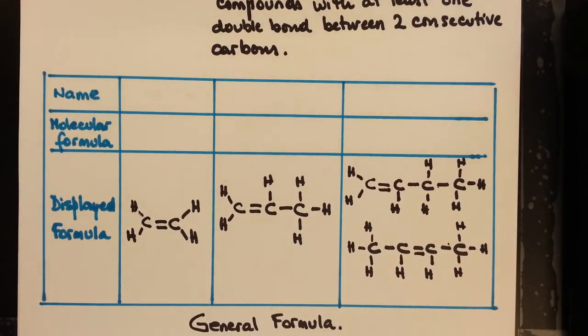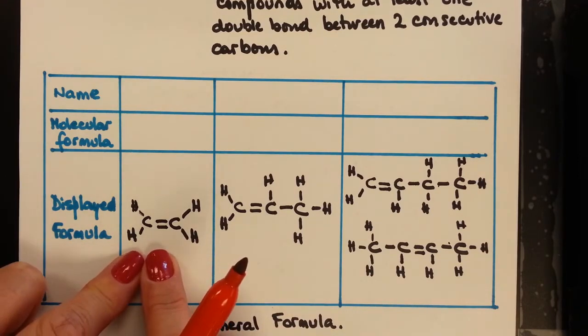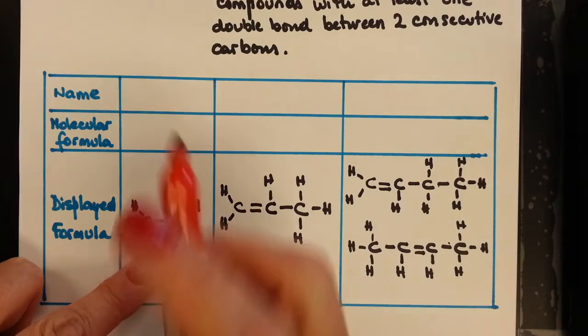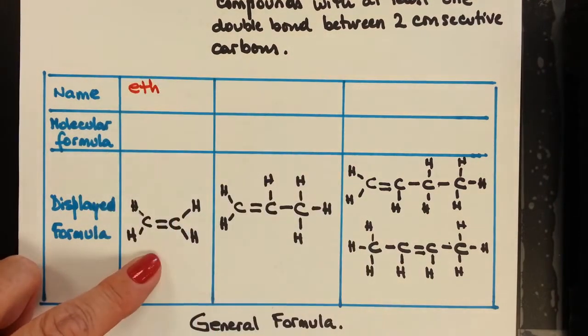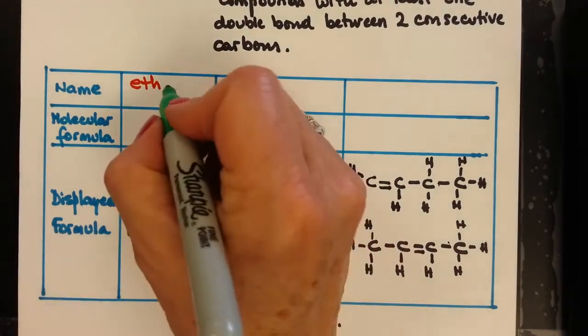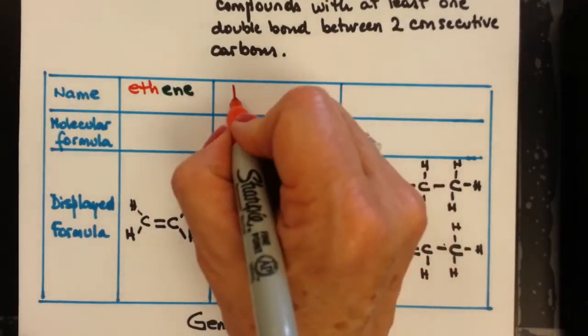Now, how do we name these? Because this is going to be eth, and with the double bond, it's going to be ene. So the name is going to be ethene. This one is going to be propene.